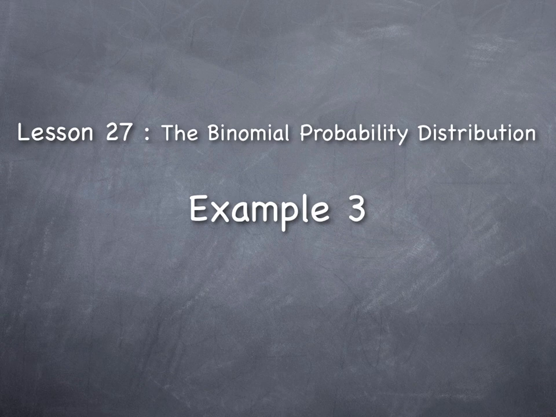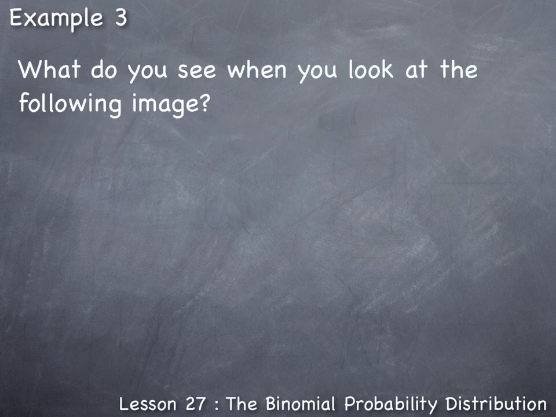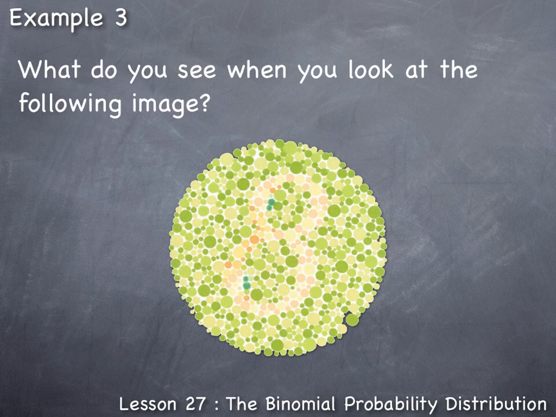Lesson 27, the binomial probability distribution. Example 3. What do you see when you look at the following image? These types of images are used to test color blindness in individuals.